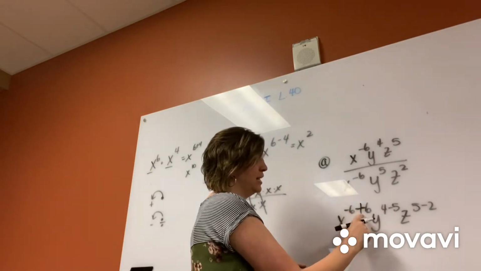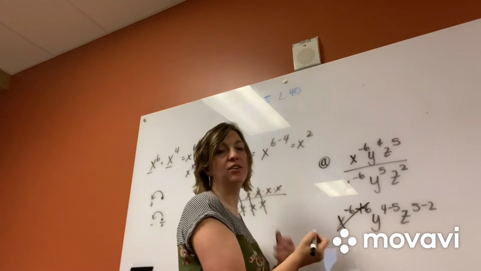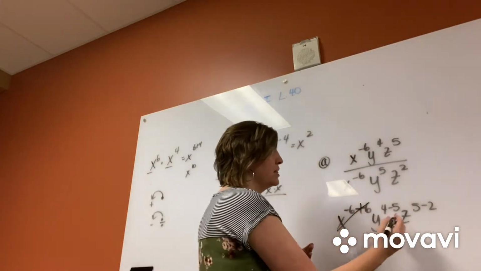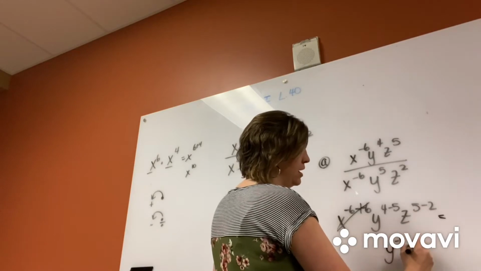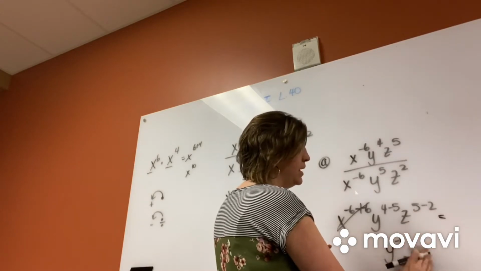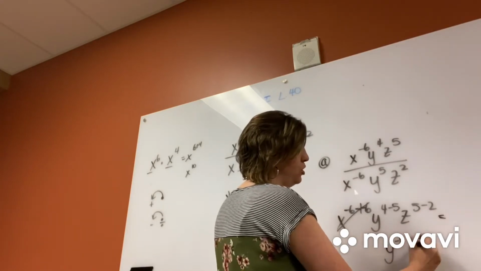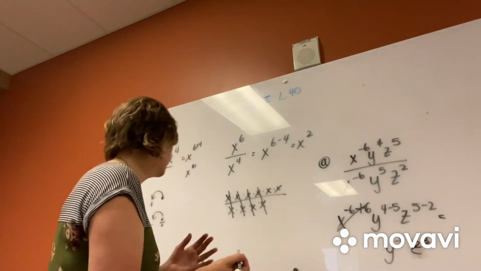Well, if I owe 6, I have 6, the x's cancel out. It's x to the 0. Then this would be y to the negative 1, and then this would be z cubed. So that is my answer.